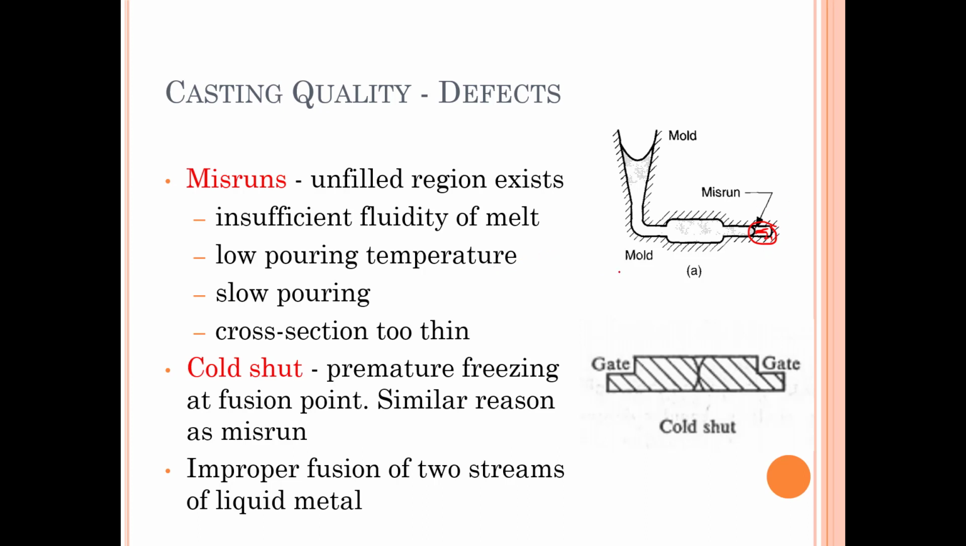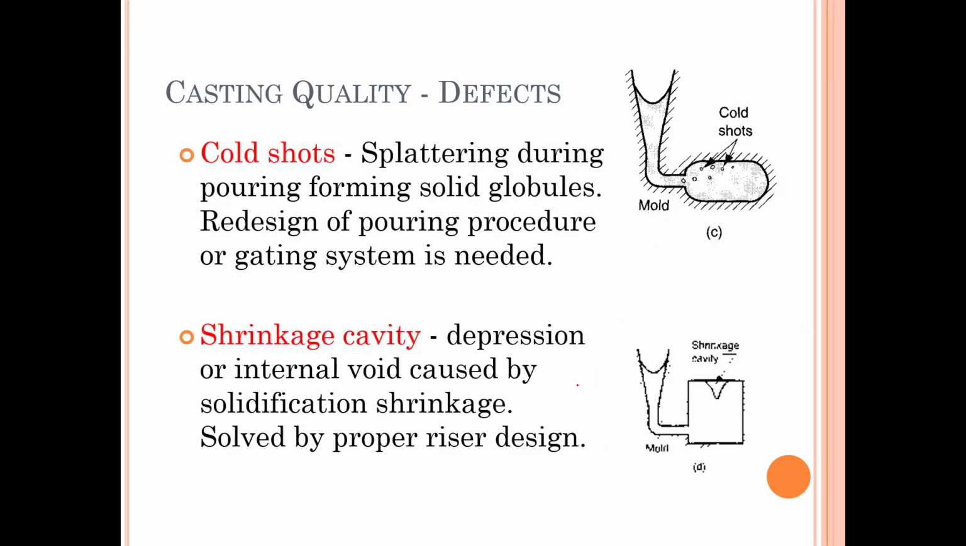Next one is cold shut. Premature freezing at the fusion point, so here it is not filled. Similar reason as misrun. Improper fusion of two streams of liquid metal. Then cold shots: splattering during pouring, forming solid globules. So globules are formed. Redesign of the pouring procedure or gating system is needed.